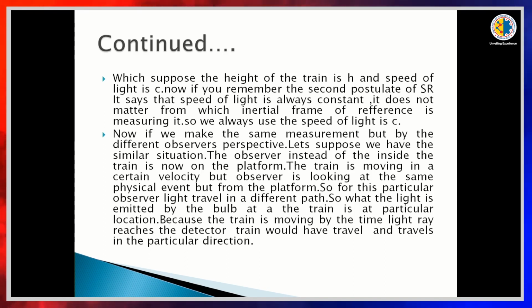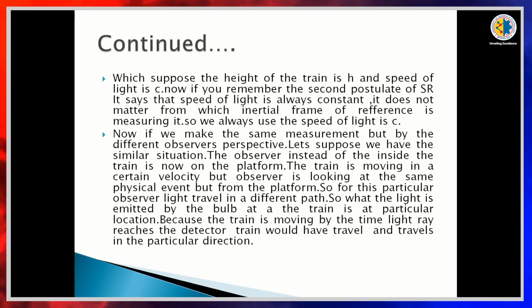Now, let us make the same measurement from a different observer's perspective. Suppose we have a similar situation, but the observer, instead of being inside the train, is now on the platform. The train is moving with a certain velocity, but the observer is looking at the same physical events from the platform.